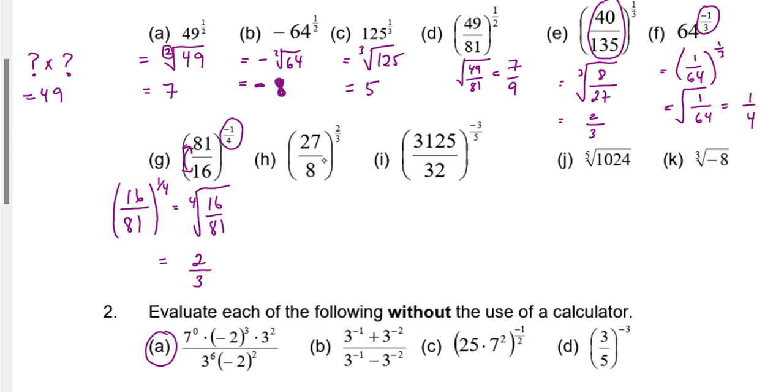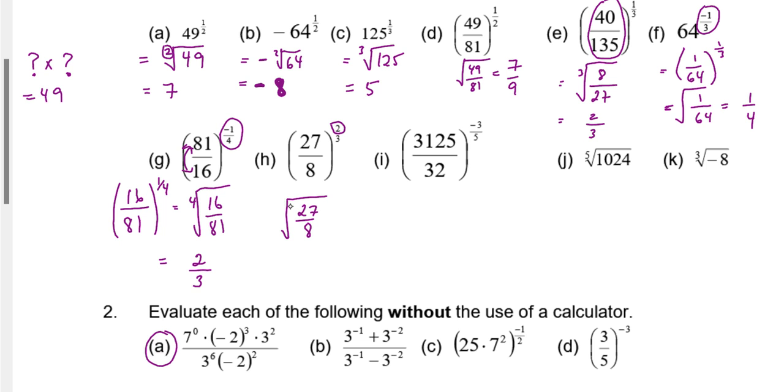Question H. All right, so now we've got a different number other than a 1 on top of our fraction there. So our numerator is a 2. What we're going to do here is write 27 over 8 and take care of the 3 first.